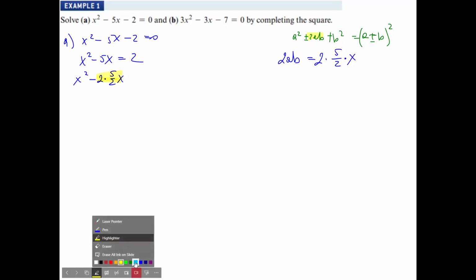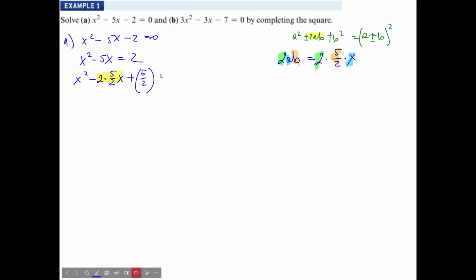So x is a because it's the first squared term. 2 is 2. So what is left for b? 5 over 2. Right? So now to complete that formula here, I need to add 5 over 2 squared.